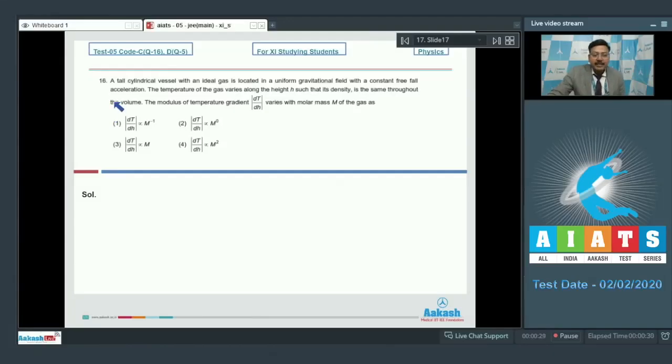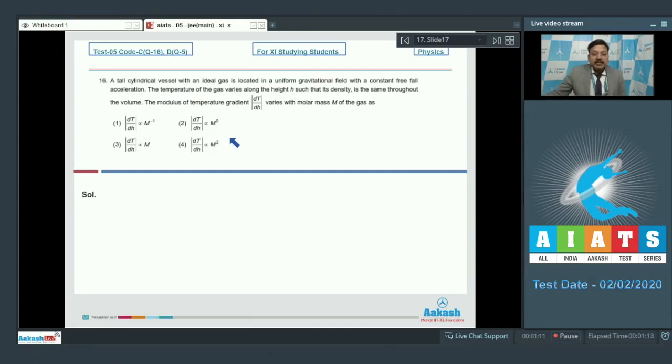Question 16 says a tall cylindrical vessel with an ideal gas is located in a uniform gravitational field with a constant free fall acceleration. The temperature of the gas varies along the height h such that its density is the same throughout the volume. The modulus of temperature gradient, mod of dT by dh, varies with molar mass M of the gas as, well, basically you have to find how in this particular case modulus of dT by dh varies with molar mass M of the gas.